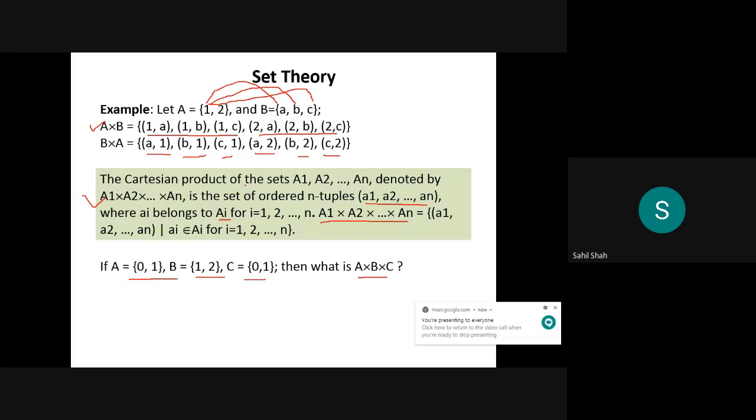The Cartesian product of sets A1, A2 up to An, the generalization, will be A1 cross A2 cross up to An. Given this, we will have ordered tuples (a1, a2, ..., an). These small a are representing elements of individual sets. And next I have given you a question. If we know set A has two values 0 comma 1, B is 1 comma 2, C is 0 comma 1, then what will be the cross product of A, B and C? That is the question to you.